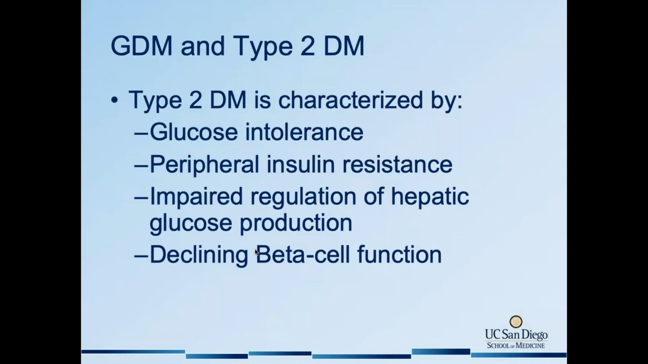So type 2 diabetes and GDM share many characteristics. Women will have glucose intolerance, peripheral insulin resistance that I mentioned earlier. There can also be impaired regulation of hepatic glucose production and declining beta cell function in mothers with GDM.